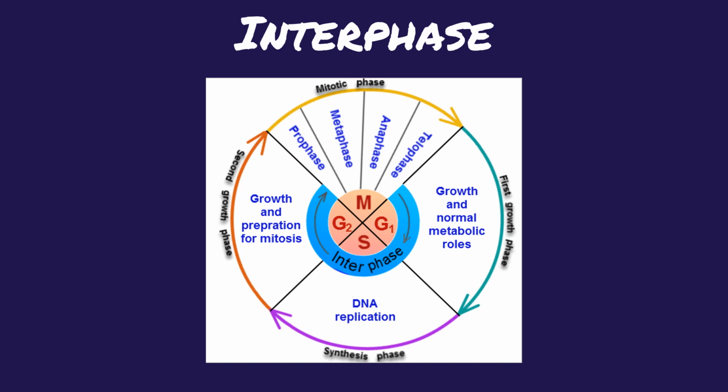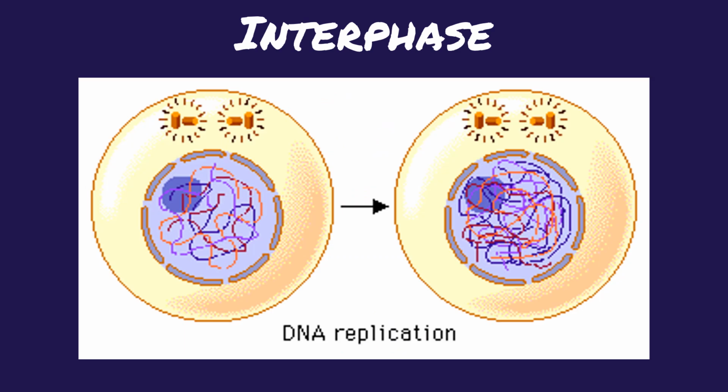Most of the life of a cell, or its cell cycle, is spent in interphase. Interphase is also known as the time between cell divisions. During interphase, the cell rests, but it also grows and gets ready to divide. In order to divide, it has to make a copy of its DNA so that each new cell gets its own copy of DNA. So during interphase, DNA is copied or replicated.